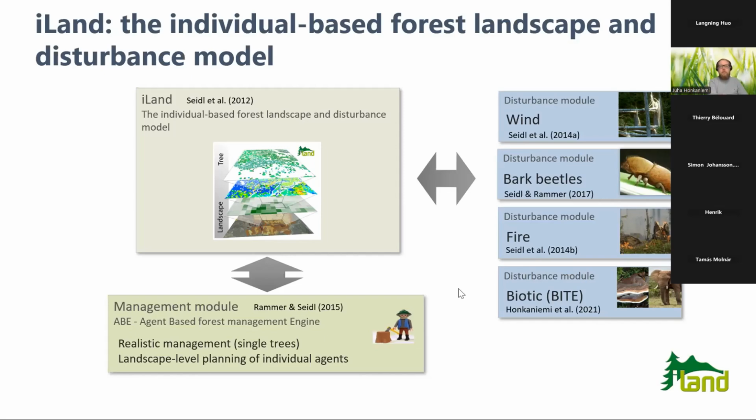We can also adapt different landscape level planning of different individual agents, meaning in this case, different forest owners. So those are the principles of what we need to consider in simulating and modeling different natural disturbances, and in a nutshell, the model that we are using at Luke. iLand is currently used quite widely in Central Europe, in North America, and also recently in Japan.